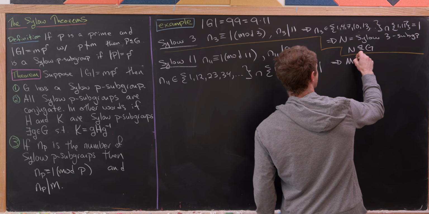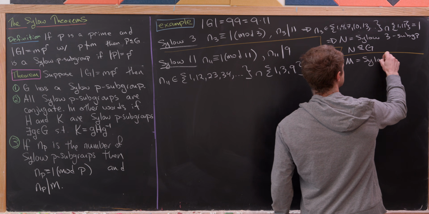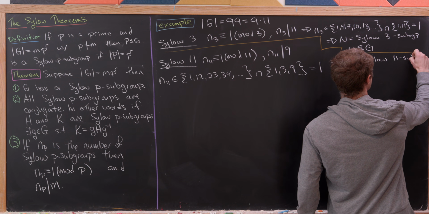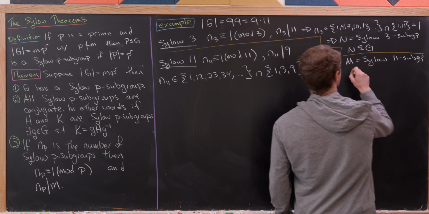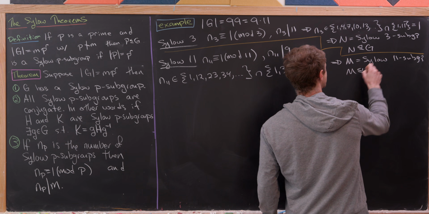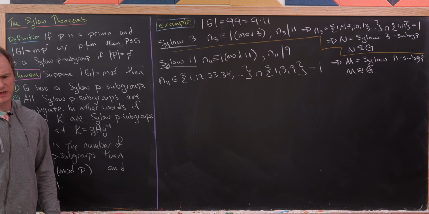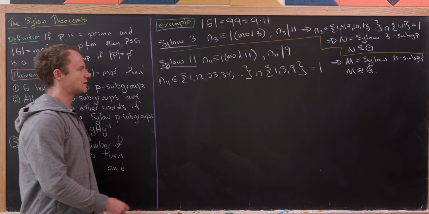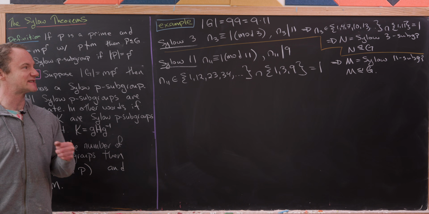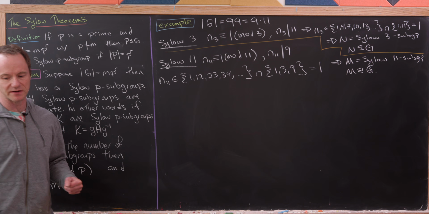Well, that tells us that if we set M equal to the Sylow 11 subgroup, then we know that M is also normal in G. But now let's see what we can do here. So now we can use a really similar strategy to what we did before.